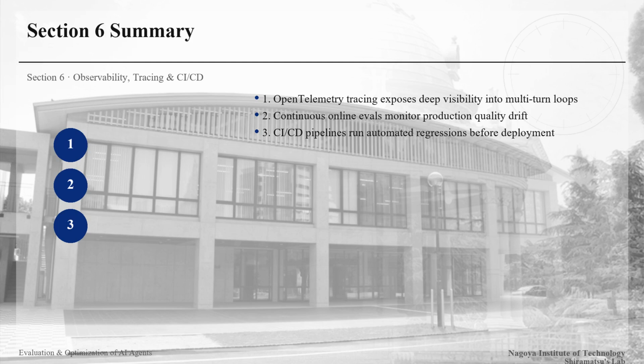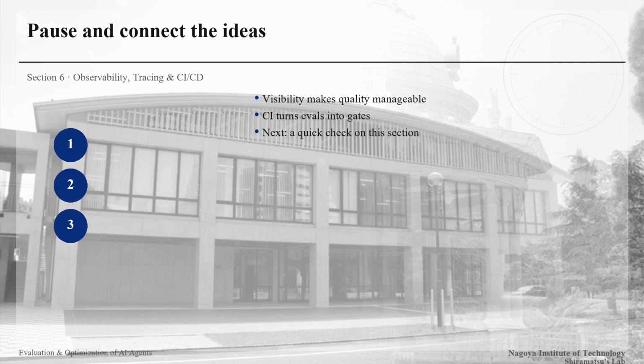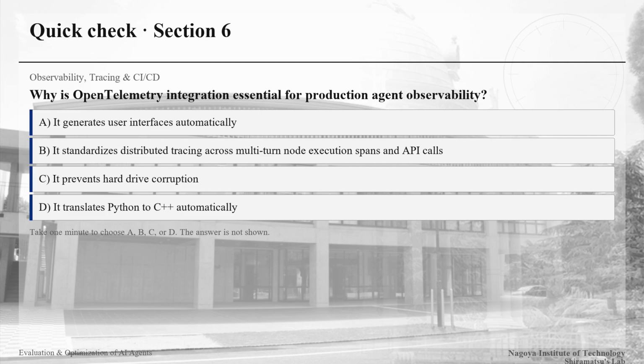Section 6 takeaways. Trace deeply with OpenTelemetry, run online evals for drift, and gate deploys with CI regressions. Pause here. Visibility makes quality manageable, and CI turns evals into gates. Now the final section check. Quick check after Section 6.